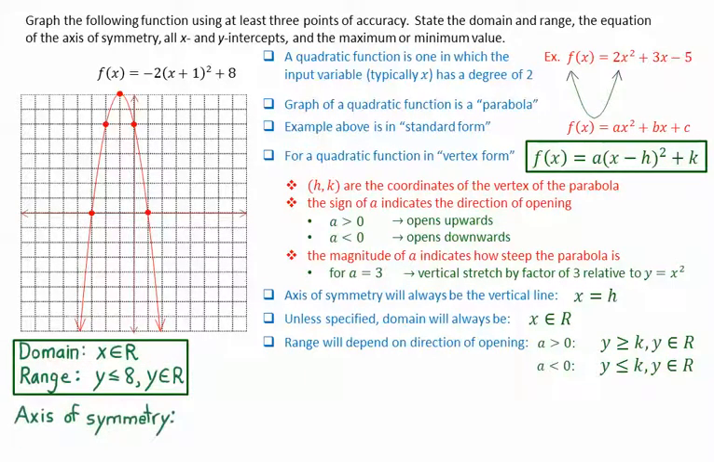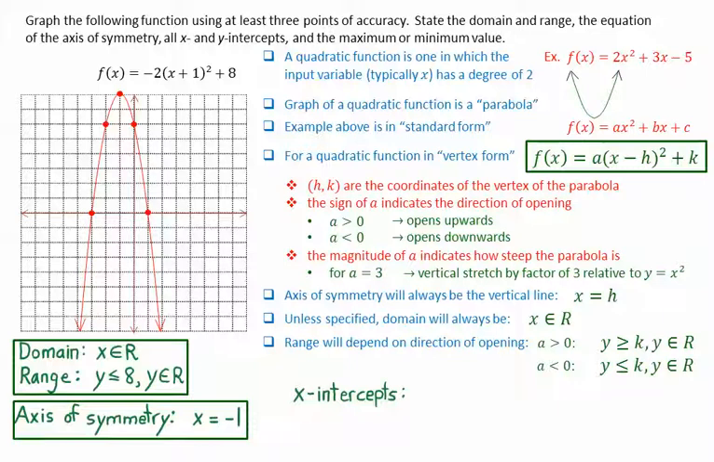For the axis of symmetry, recall that the axis of symmetry will always be x equals the x-coordinate of the vertex. In this case, the x-coordinate of the vertex is negative 1, giving us our axis of symmetry of x equals negative 1. For the x-intercepts, we can look straight from the graph. The x-intercepts correspond to y values of 0. This happens at negative 3 and 1.